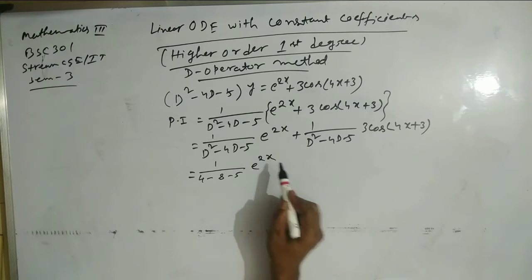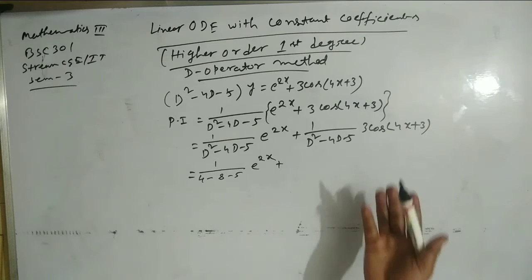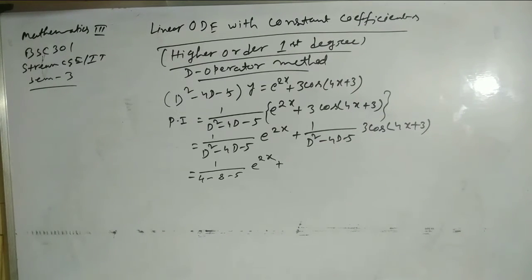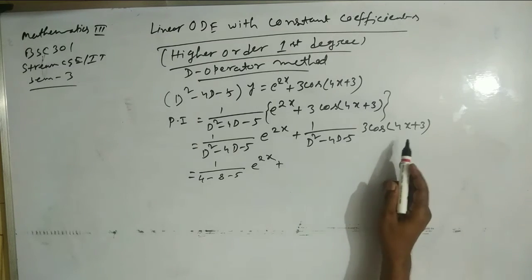Plus, since there is a cos function, and the rule for sine or cos function I have told you, we have to put D square equal to minus a square, where a is the coefficient of x, and here a is 4.